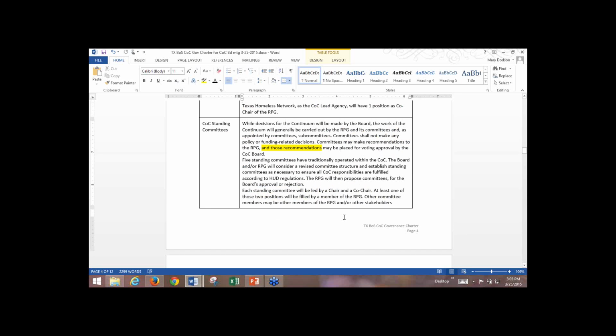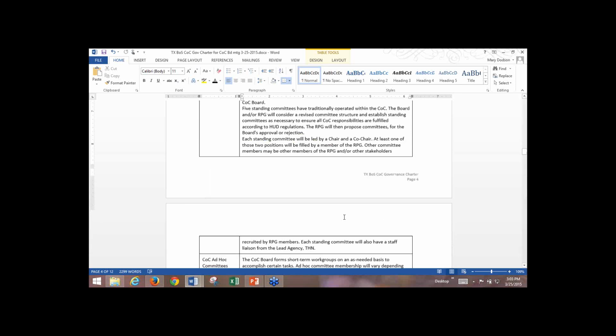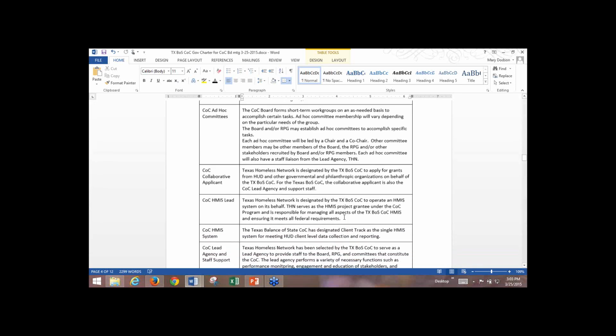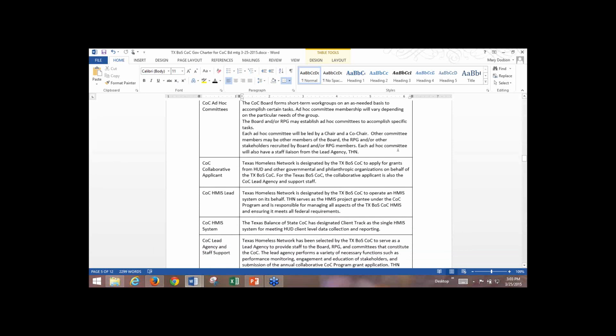Committees: I had a slight wording change, just a grammatical error, but I thought I would point it out because that was a change that's different from the one we had posted on the website. It says that committees might make recommendations to the representatives planning group, and then those recommendations may be placed for voting approval by the COC board. Ad hoc committees may form for short-term purposes.